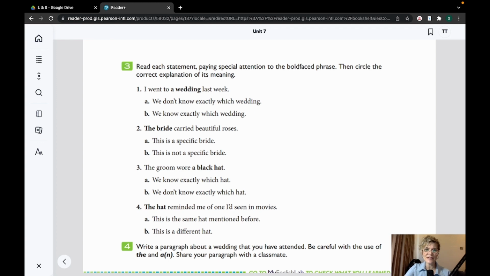Here we have 4 statements. I want you to read them. 1, I went to a wedding last week. 2, the bride carried beautiful roses. 3, the groom wore a black hat. And 4, the hat reminded me of one I'd seen in movies. Pay special attention to the bold-faced phrases, and I'd like you to circle the correct explanation of its meaning. The correct explanation of the meaning of the bold-faced word or phrase. Yes? Okay. Do that first.